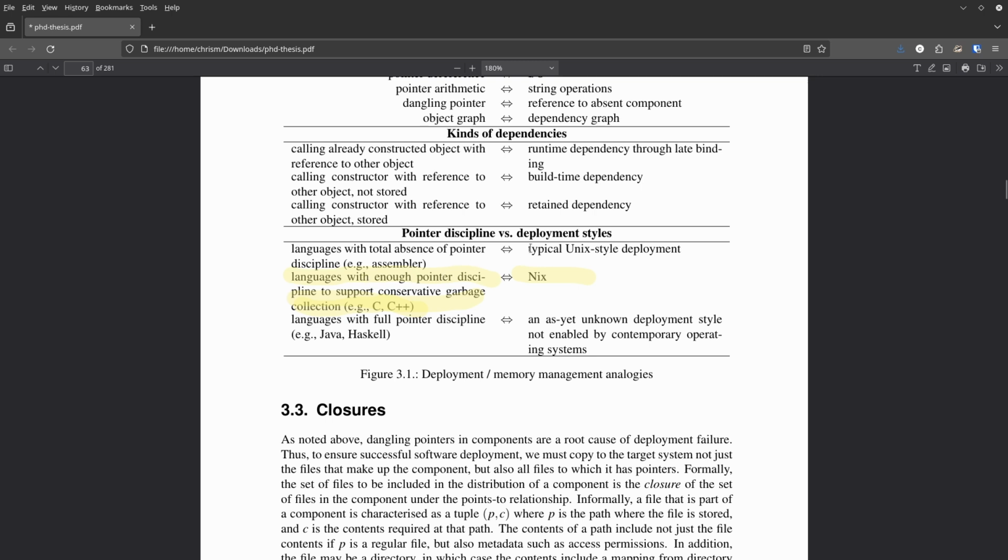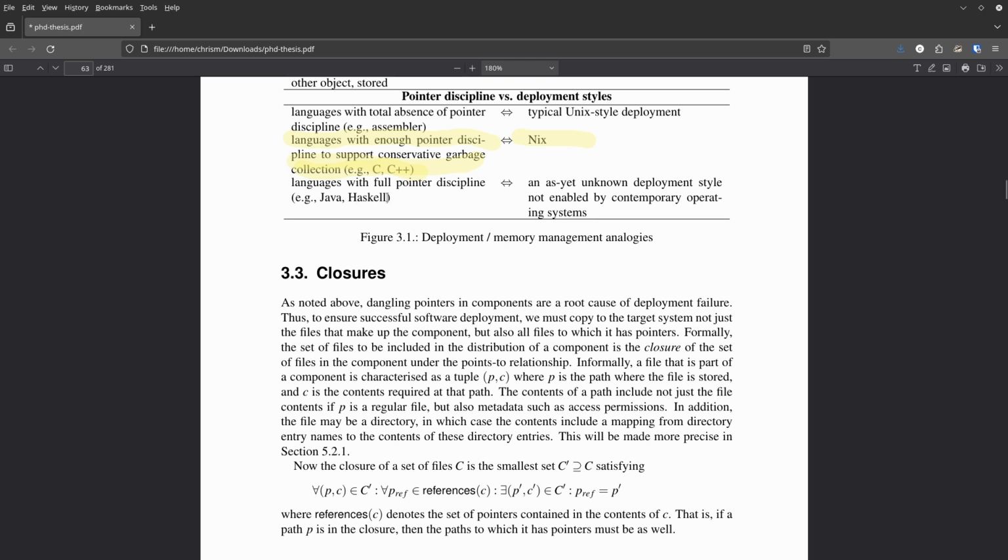And then he's saying that typical Unix style deployment is sort of like using a language with a total absence of pointer discipline, like assembler. And he's saying that Nix is sort of this middle ground with enough pointer discipline to support conservative garbage collection, something that is like C or C++. Languages with full pointer discipline, like Java or Haskell, this is not a concern. He's not trying to make it fundamentally impossible to ship broken things, but he's trying to make it a lot harder. So I think that'll have to do it for this video.